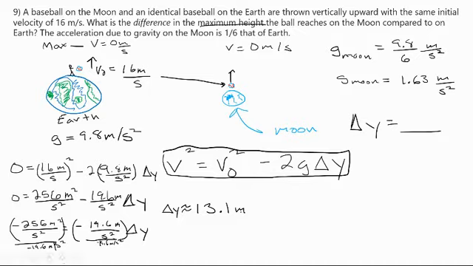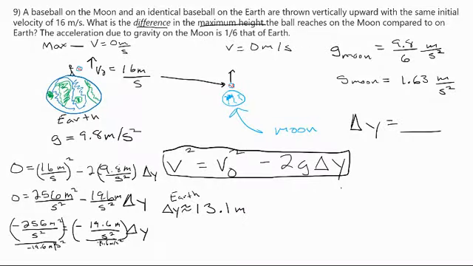Are we done yet? No, we got to do the exact same thing. So this is the distance the ball goes on Earth, right? Now we got to find the distance it goes on the moon because it wants to know the difference between the two. So this is Earth's. That's how high the ball goes on Earth. And I got to find the moon. Now the moon, and then I got to find the difference between the two of them.